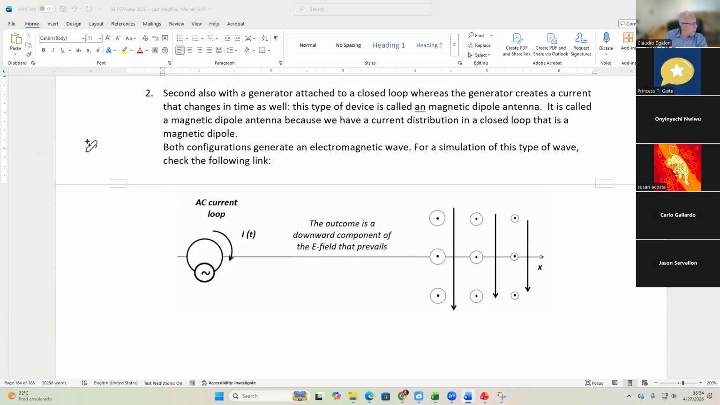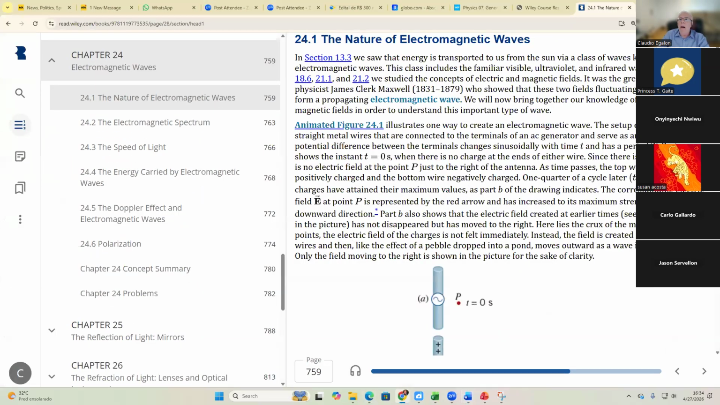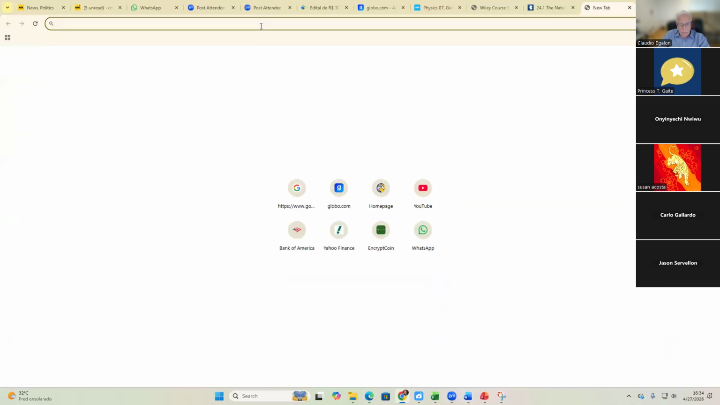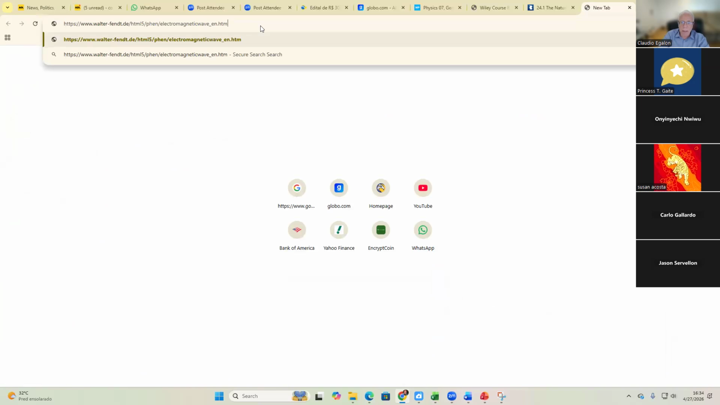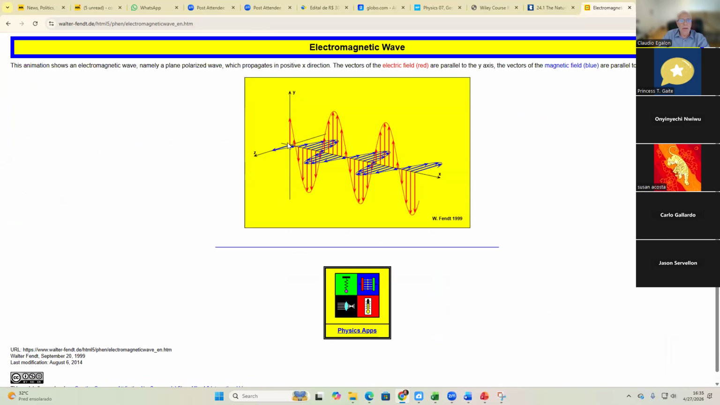Before writing the equations for both configurations, let's take a look at a simulation that we have on the internet. Simulation of an electromagnetic wave. We have 15 more minutes to go. Okay, so here we go. See, whatever is in red is the electric field. Whatever is in blue is the magnetic field.